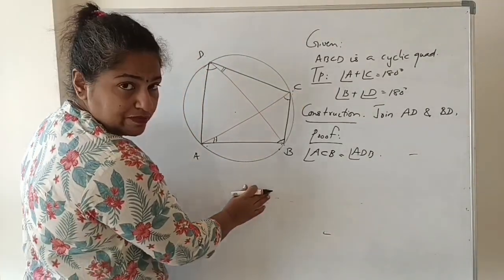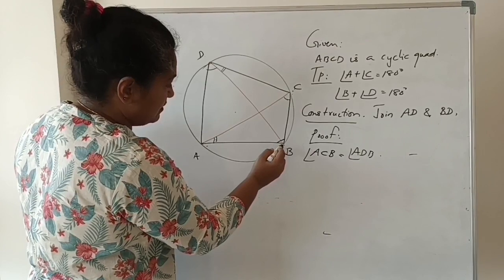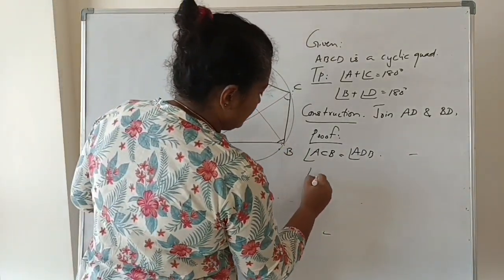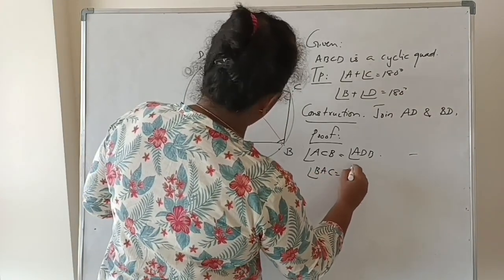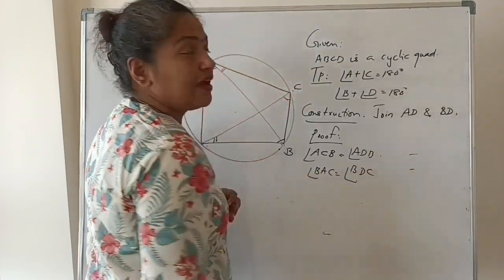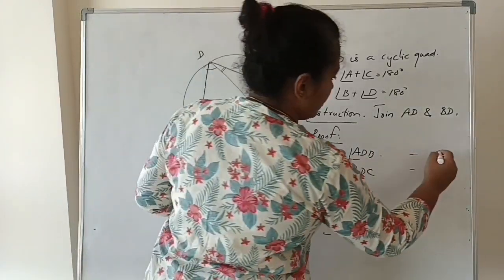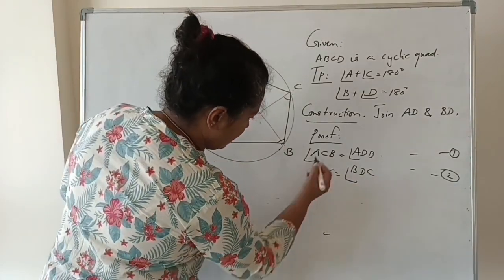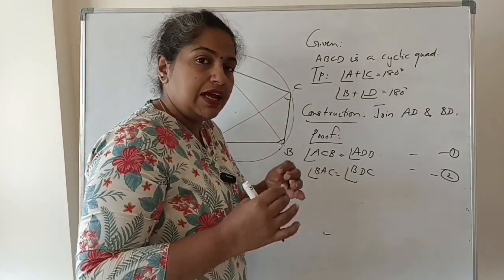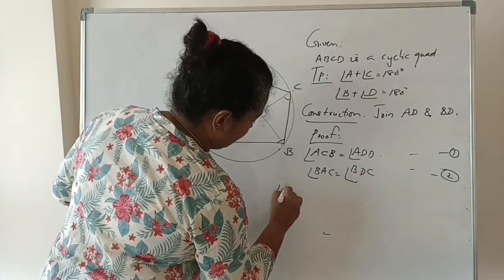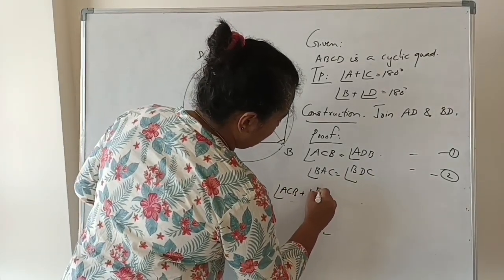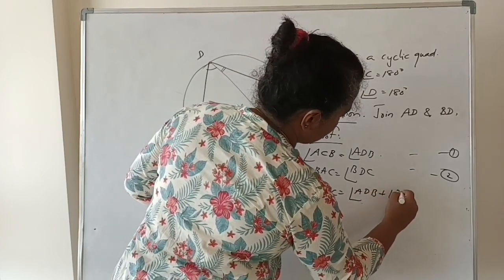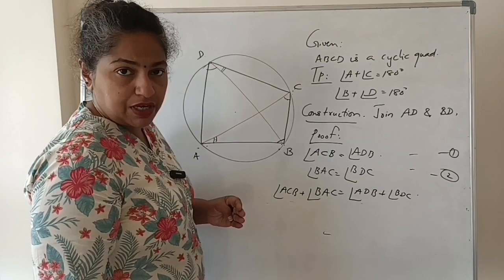Okay, I have a chord BC over here. I know that BC subtends angle BAC and angle BDC. So I can write angle BAC is equal to angle BDC. Again, angles in the same segment, and I have got 2 statements, 1 and 2. If I am adding both of them, I will have to add LHS and I will have to add RHS. So I will get angle ACB plus angle BAC is equal to angle ADB plus angle BDC. Okay, because I am adding 1 and 2.